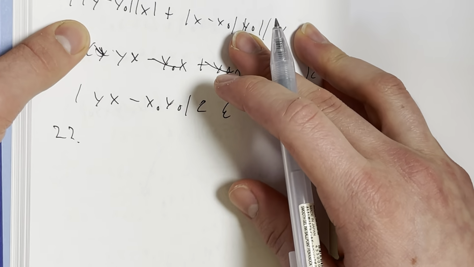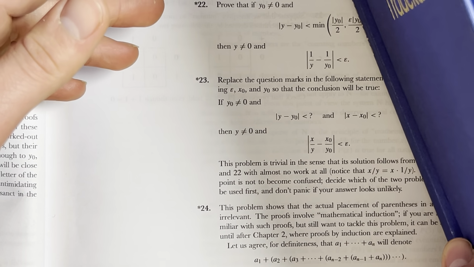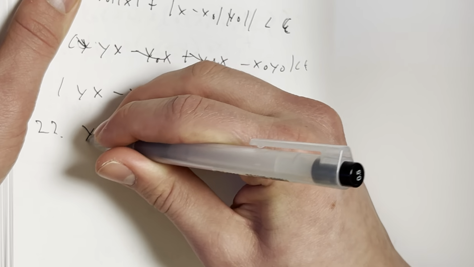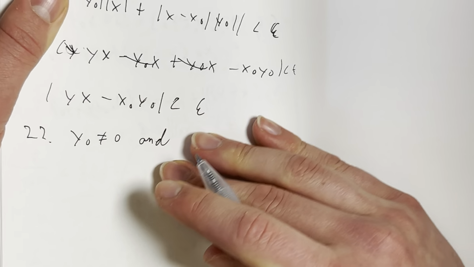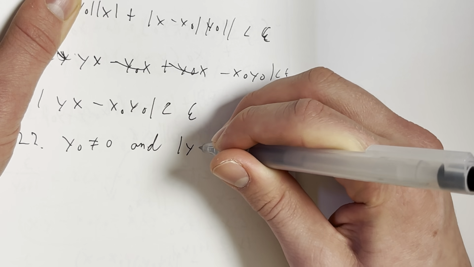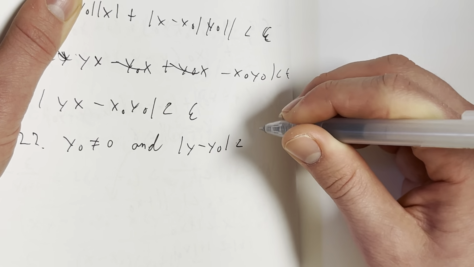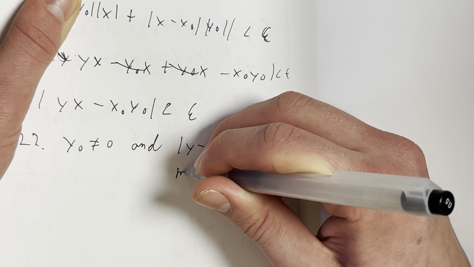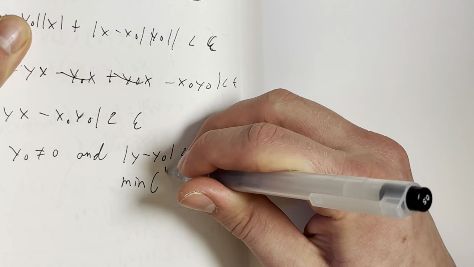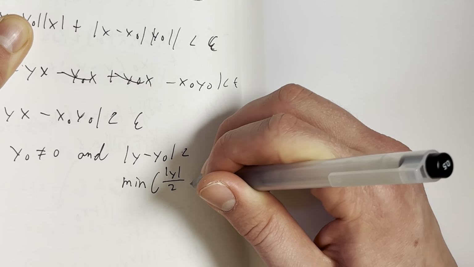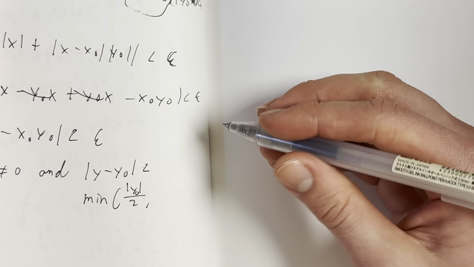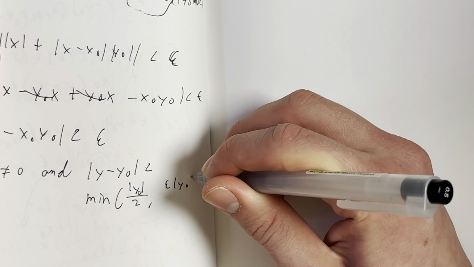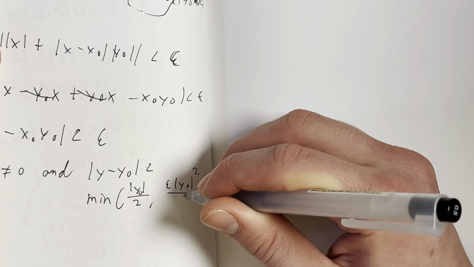We were given that y0 is not equal to 0 and that the absolute value of y minus y0 is less than the min of absolute value of y0 over 2, and epsilon times absolute value of y0 squared over 2.